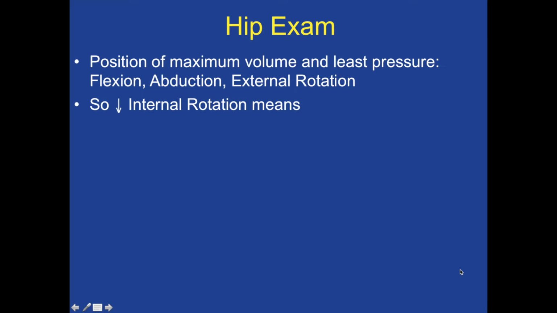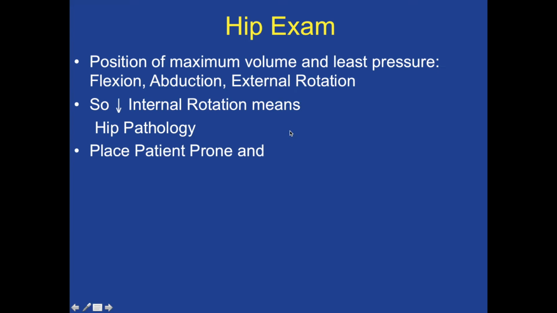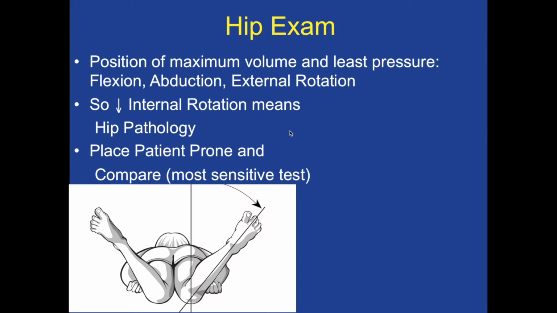And subsequently, if they have decreased internal rotation, that usually means there's hip pathology. So we'll be looking for the patient carrying their hip this way, and we'll be looking for decreased internal rotation. And so how do we measure that? So the most sensitive and specific way is to place the patient prone and compare sides. We have them prone, and then we're trying to internally rotate their hips.